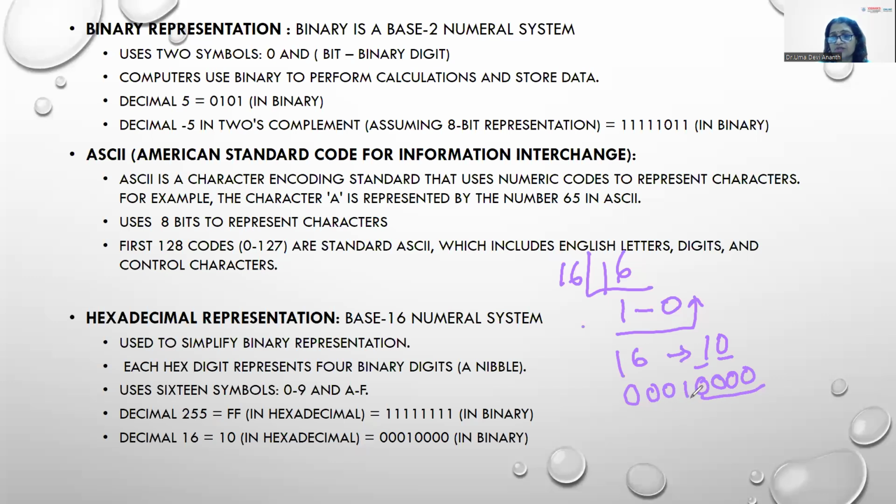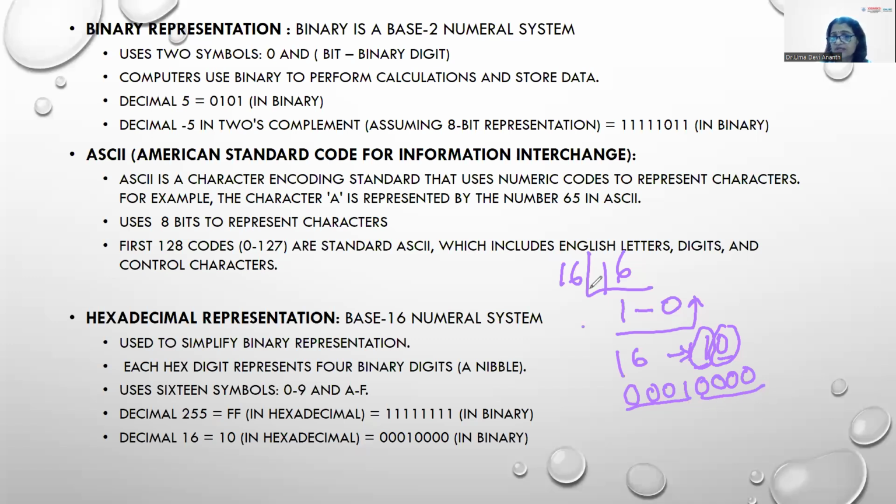So this is one nibble. This is the second nibble. So for the first hexadecimal digit, we have used one nibble. For the second hexadecimal digit, we have used another nibble. So this is the binary representation of 16.